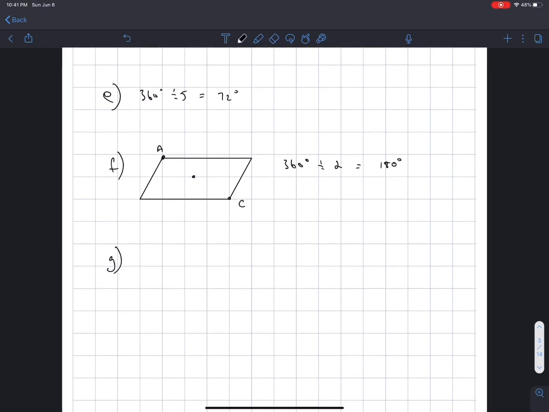G is a regular polygon. We can use that pattern. It will be 360 divided by 8 because it's 8-sided. So we get 45. And then H is n-sided, so it will just be 360 over n degree. That's the answer.